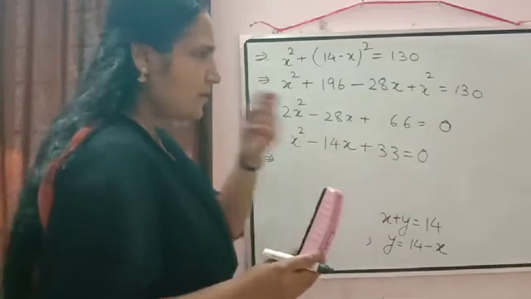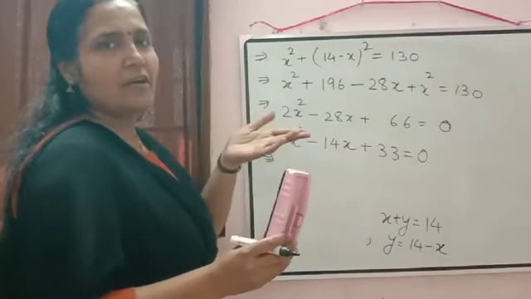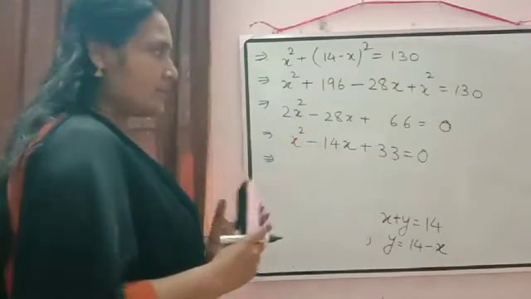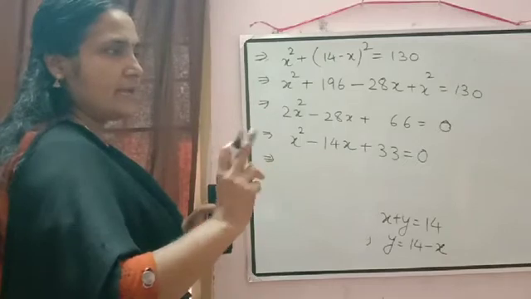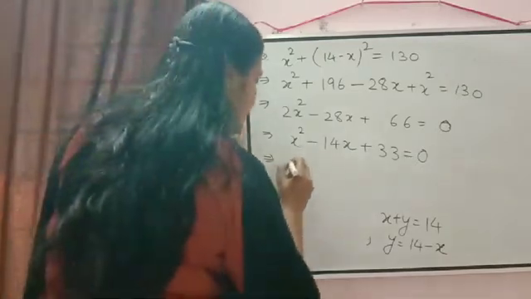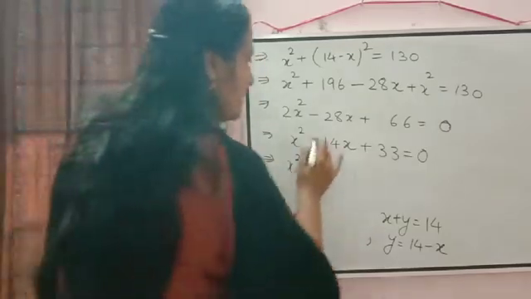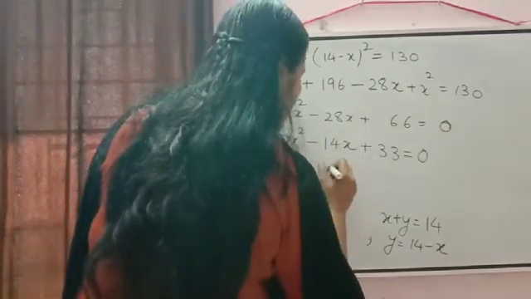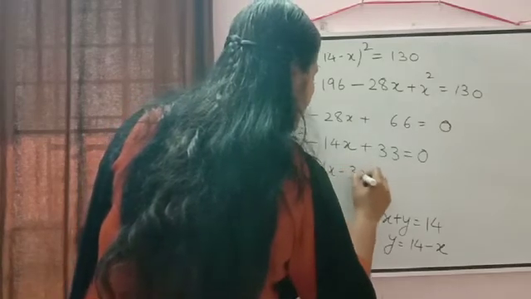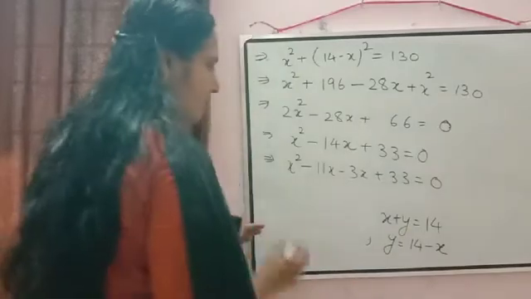So just to check, the product of which two numbers will give you 33? Only one option, that is 11 and 3. So both should be negative. So we have to take minus 11 and minus 3. So splitting the middle term we are using, that is factorization. So minus 14x can be written as minus 11x minus 3x plus 33 is equal to 0.